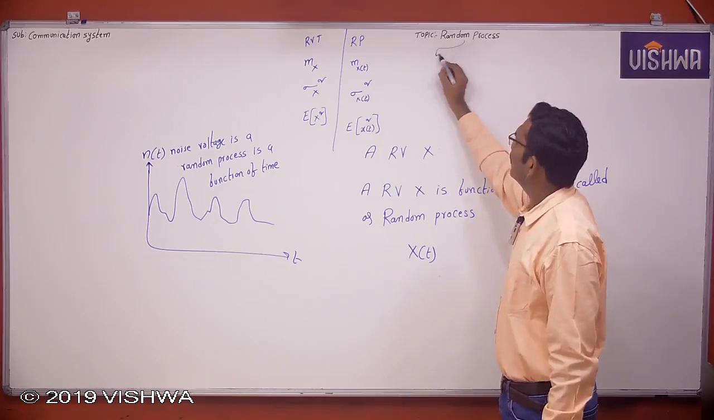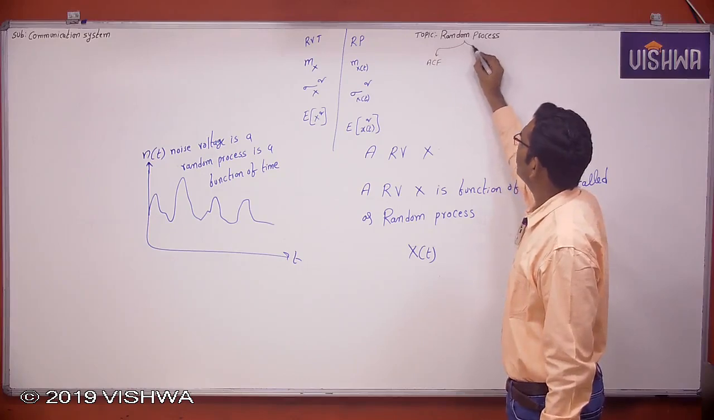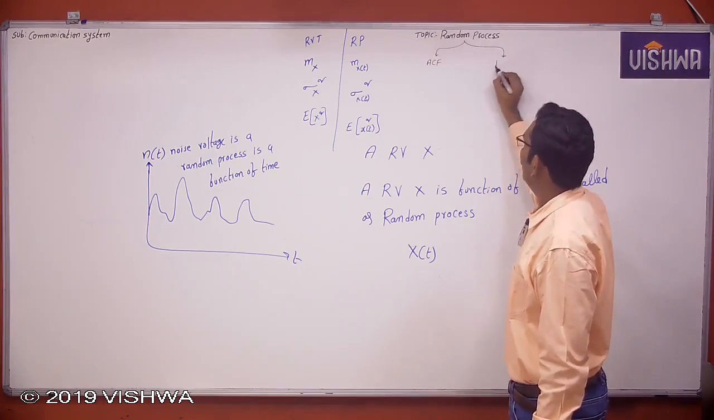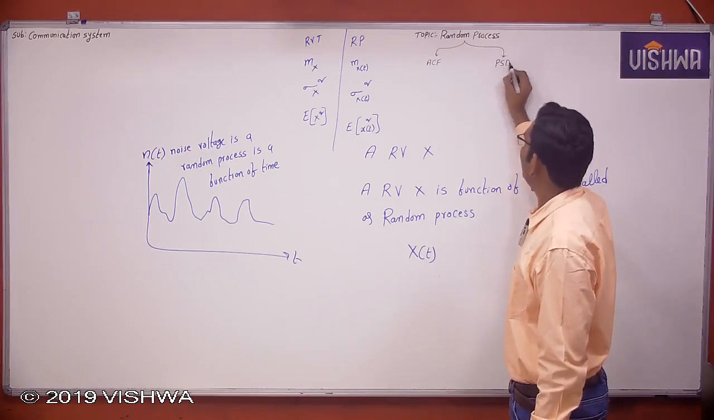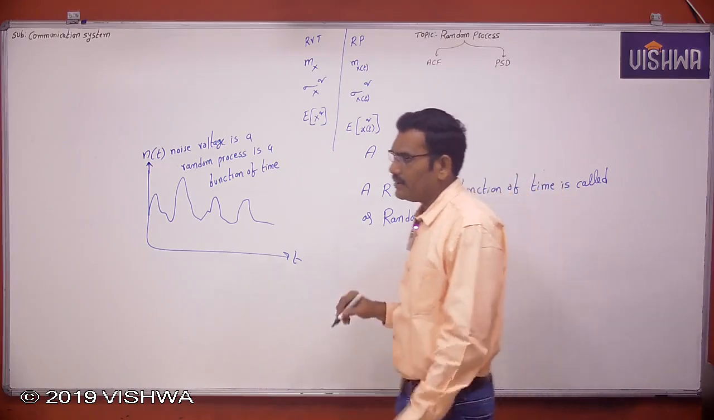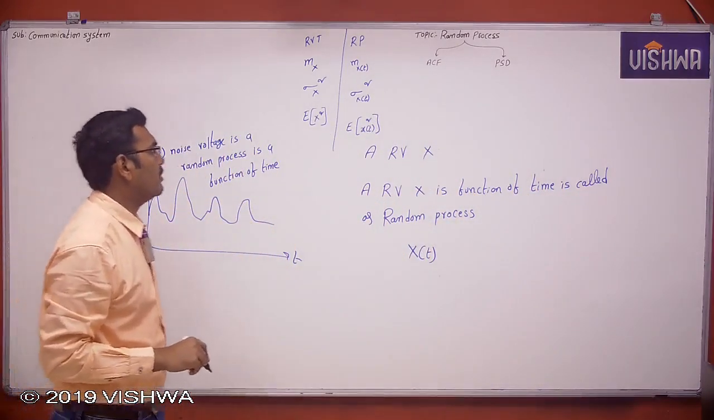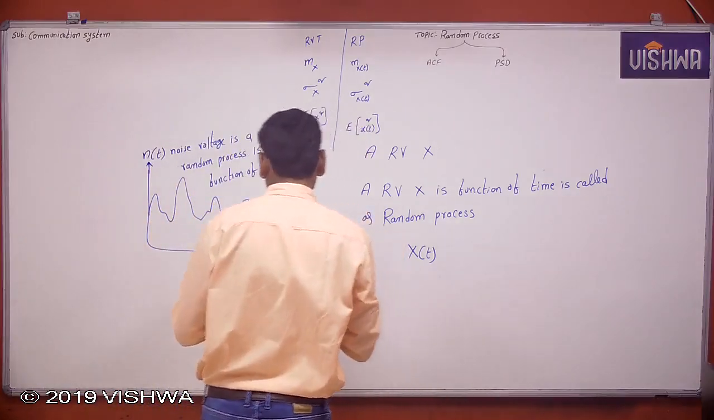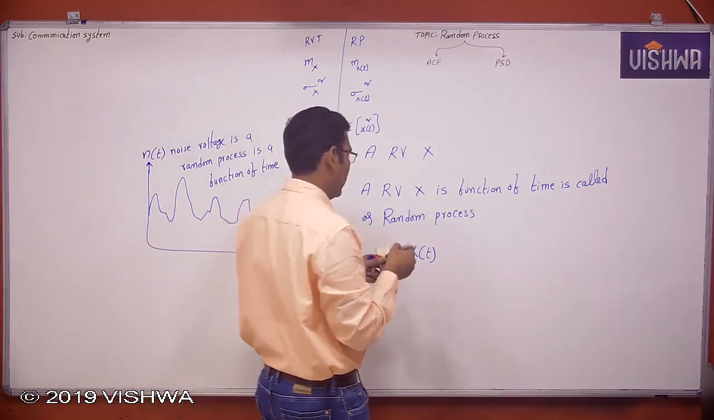Now, in this random process concept, we'll see two important things. One is the autocorrelation function, and another one is the power spectral density. These two are interlinked, so we can first study this. Okay, autocorrelation function. What is the meaning of autocorrelation function?